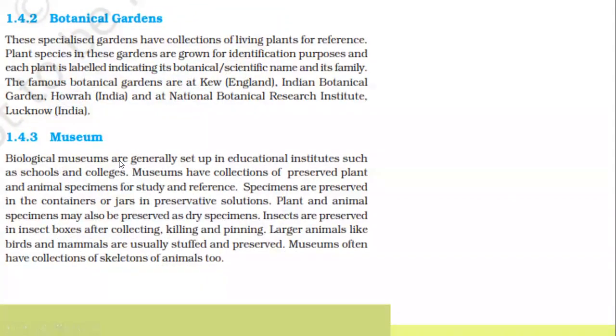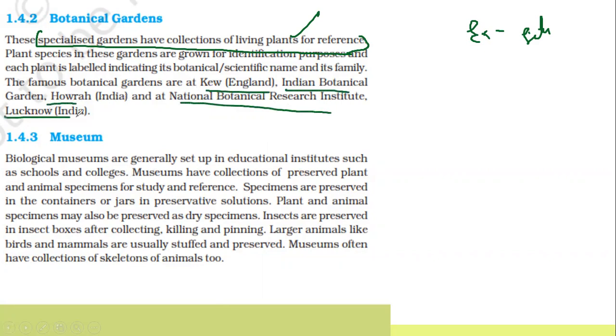Botanical garden. These are specialized gardens having collections of living plants for reference. They are used for identification. Botanical gardens are a kind of ex situ conservation, where living plants are used for conserving. Famous botanical gardens are at Kew in England, the Indian Botanical Garden at Howrah, and the National Botanical Research Institute at Lucknow.